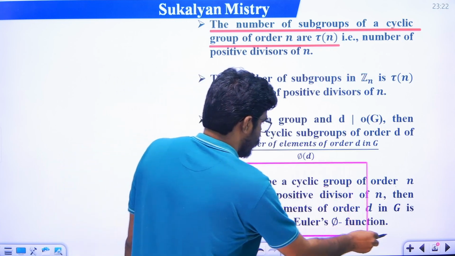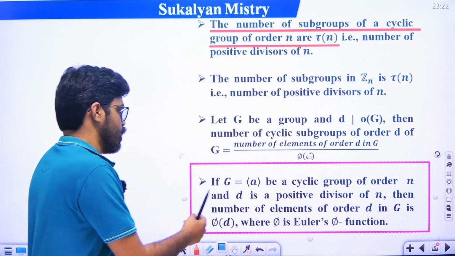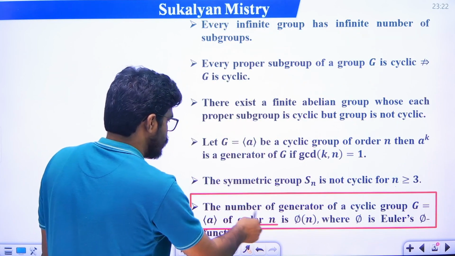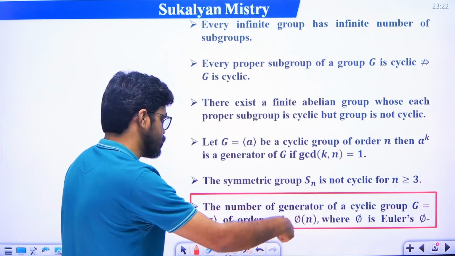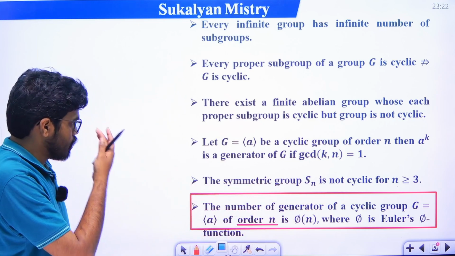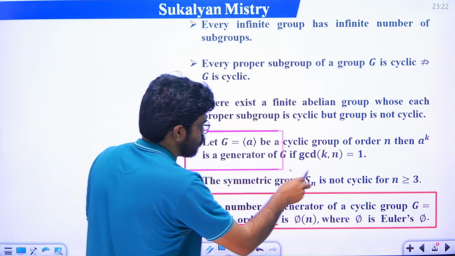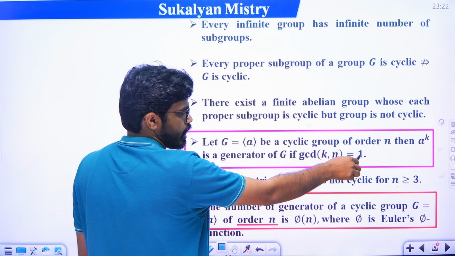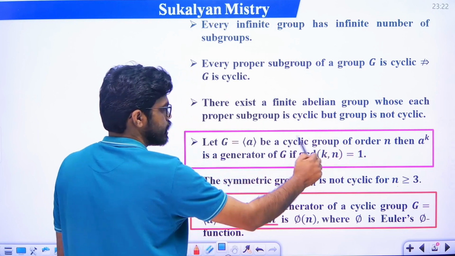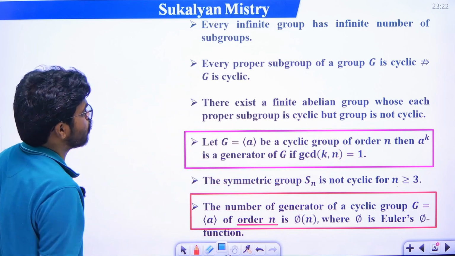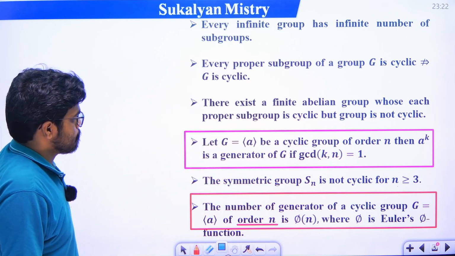If G is a cyclic group of order n, let's see, the number of generators of a cyclic group G of order n is phi(n), and that is a very very important result. Okay, if G is a cyclic group of order n and a to the power k is a generator of G if GCD of k and n is 1, that means k is relatively prime to n, that is k is less than n and prime to n. It is also important result.